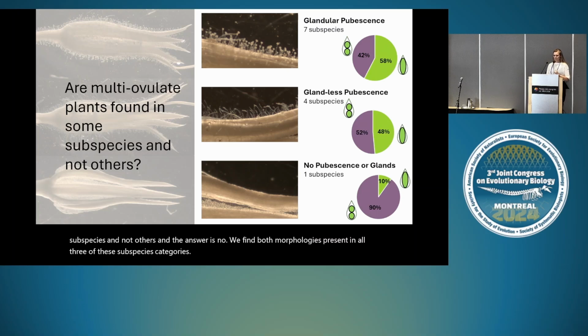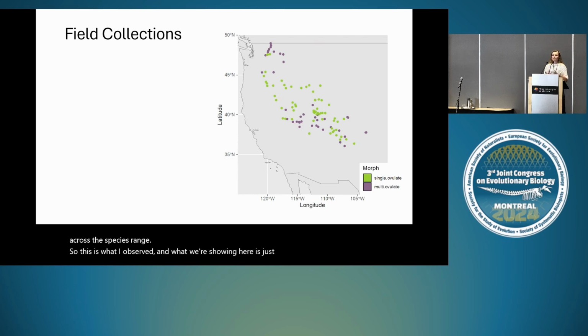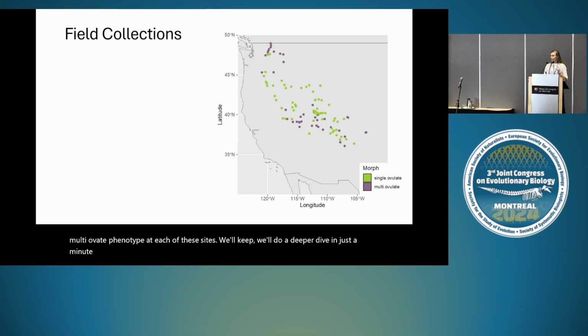Okay, let's get into the distribution patterns that we're seeing with these 2 different morphs across the species range. So this is what I observed, and what we're showing here is just presence or absence of the multi-ovulate phenotype at each of these sites. We'll do a deeper dive in just a minute, though.